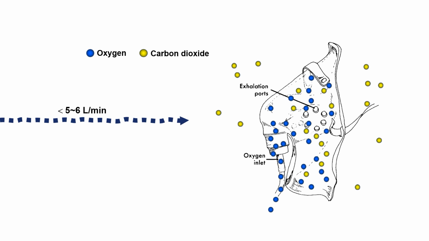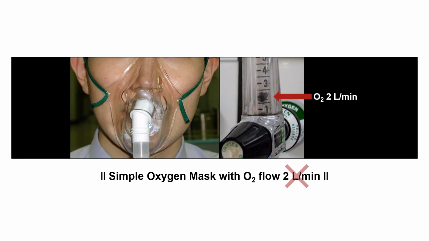While this may not be an issue in patients with normal respiratory drive, in those with reduced respiratory drive or pre-existing CO2 retention, there's a risk of CO2 narcosis or respiratory failure. If a patient, like the one in this case, is receiving oxygen at 2 liters per minute through a simple oxygen mask, there is a risk of rebreathing CO2.